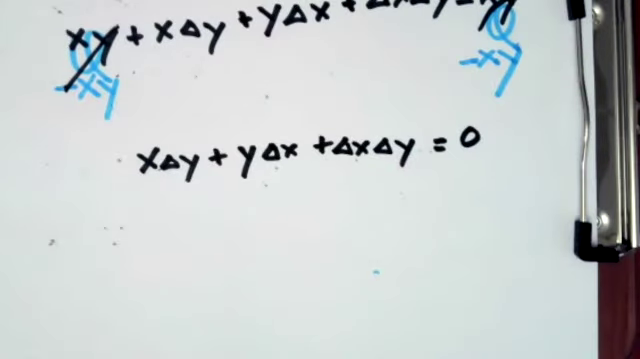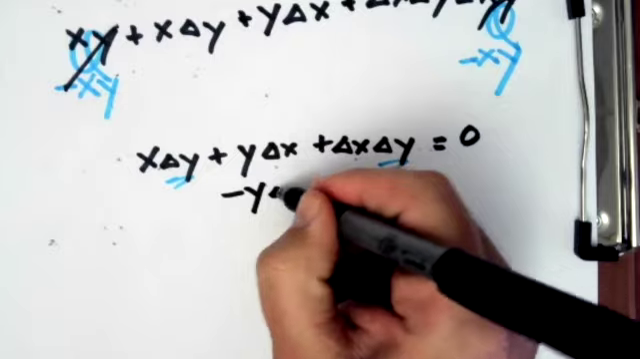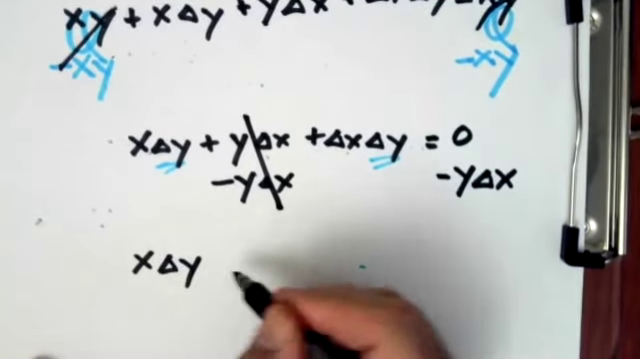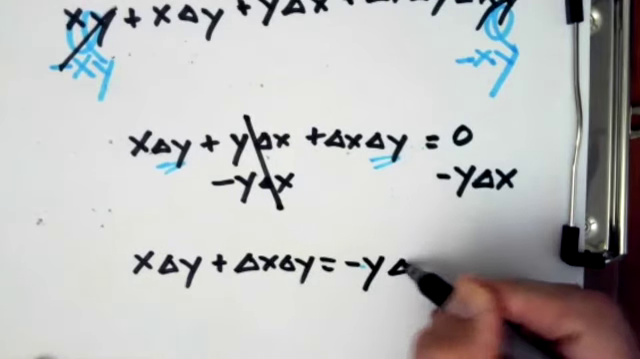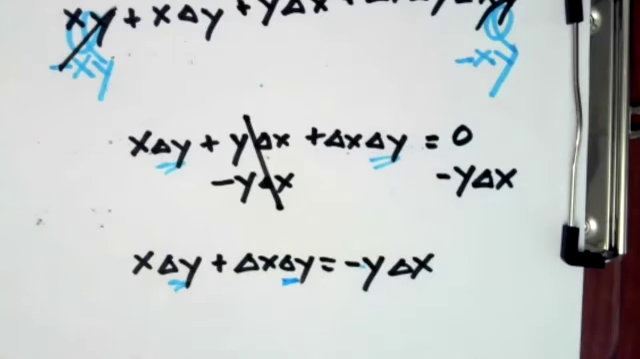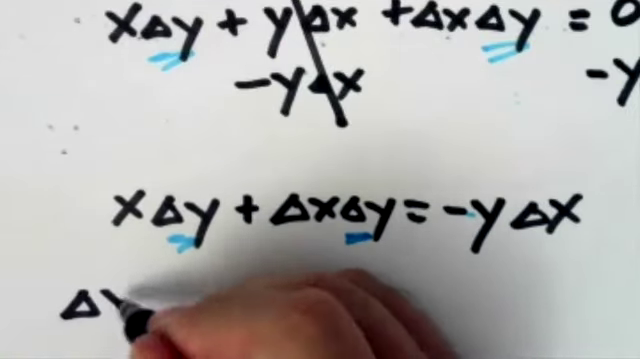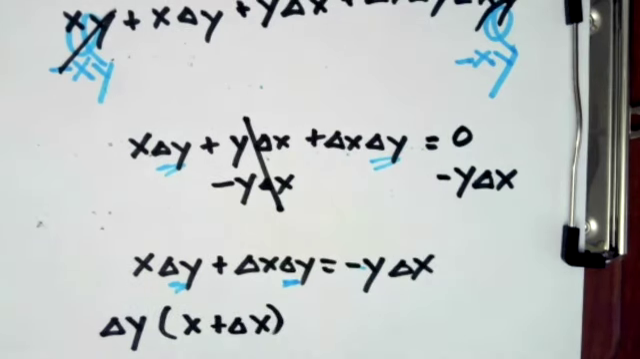Since my goal is to get delta y by itself, I'm going to subtract y delta x from both sides, so that cancels, and I have x delta y plus delta x delta y is equal to negative y delta x. Now, my goal still is to isolate this delta y, so what I can do is factor it out. If you have the same thing here and here, you can undistribute it. This is the same as delta y times x plus delta x. I'm taking this delta y that's in common to both and pulling it out front.